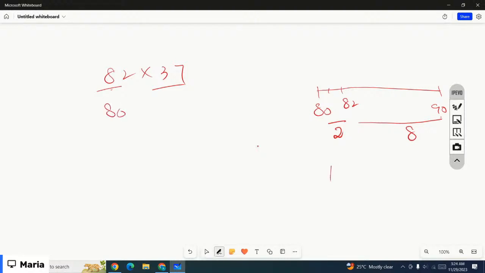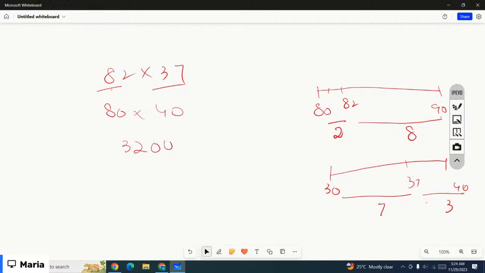Same thing you have to do with 37. 37 is between 30 and 40. 37 is 7 points away from here and 3 points away from here. So that means you can round off 37 to 40 because here you have the less distance. So it will be rounded off to 40. You can do 4 times 8, that is 32, and the answer is 3200, right? This is the logical and easy way to round off the numbers.